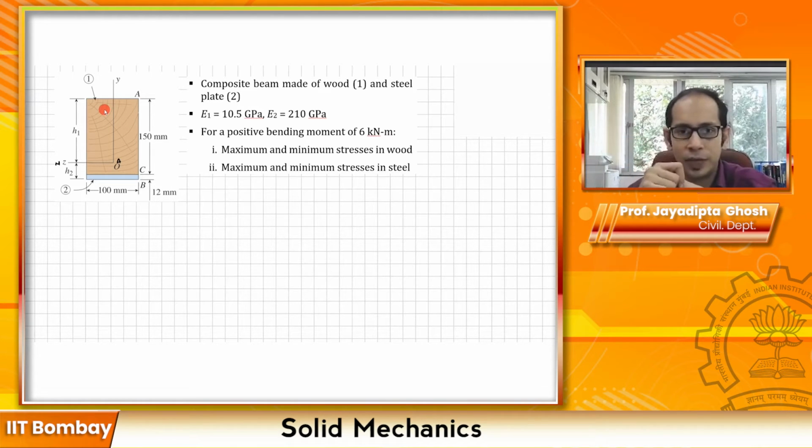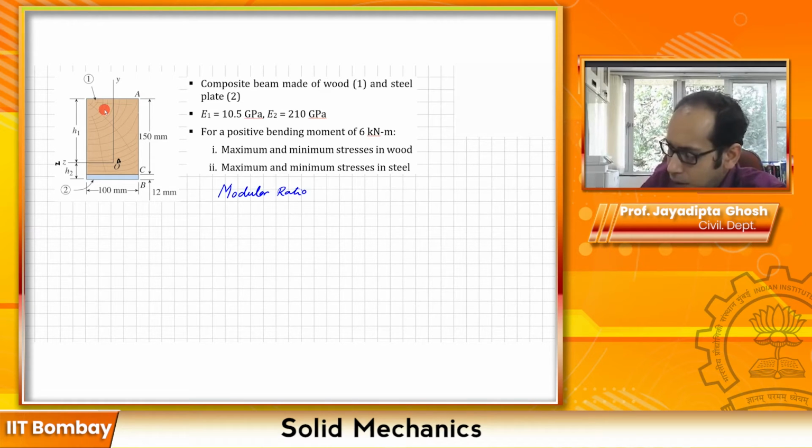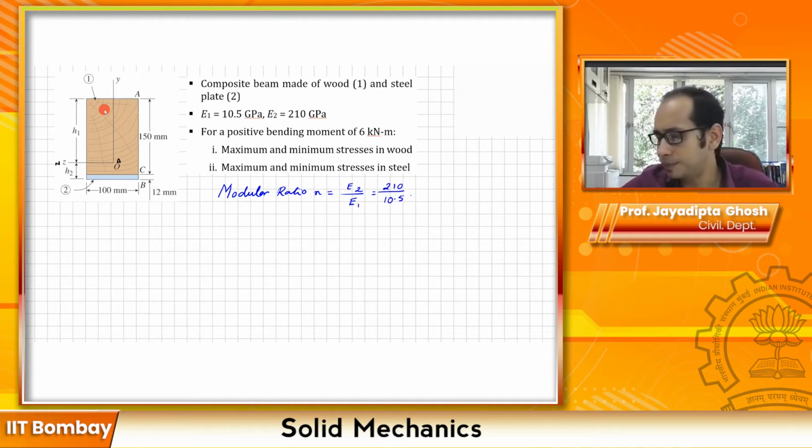For that, remember, first we have to calculate the modular ratio. So let us calculate the modular ratio over here. N is simply E2 divided by E1, so that is 210 divided by 10.5. If you calculate this, what you essentially get is 20, right? So my modular ratio N is 20.